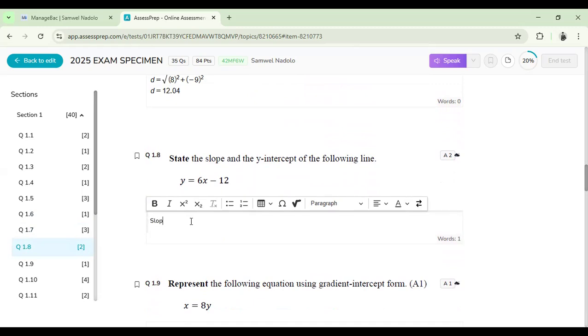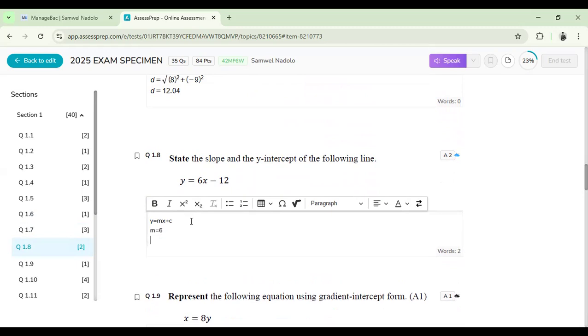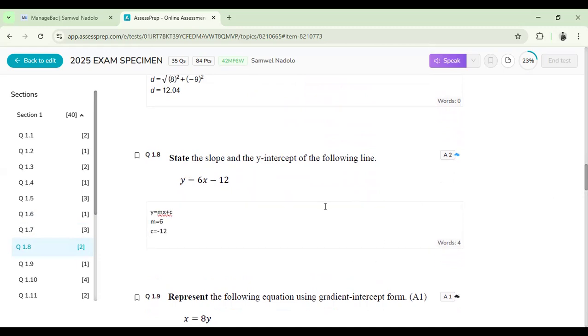This is simple. Just write slope is equals to, this is in form of y is equals to mx plus c. Let me just remind you, plus c. So our m is equals to 6, the number near x, and our c is equals to minus 12. Don't write 12 because that will not be correct. So that is your answer for that.